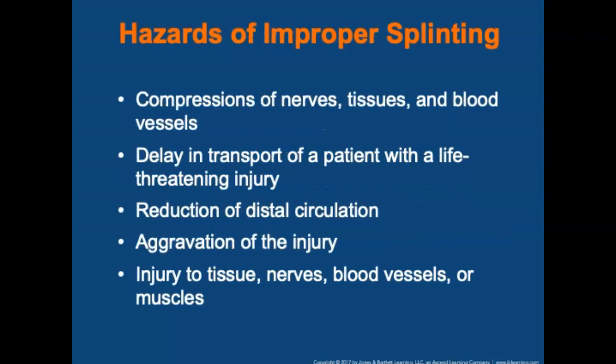Okay, so there are hazards of improper splinting: compression of nerves, tissues, and blood vessels, a delay in transportation, reduction of distal circulation, aggravation of the injuries, and injury of tissues, nerves, blood vessels, or muscles as a result of excessive movement of the bones or joints.